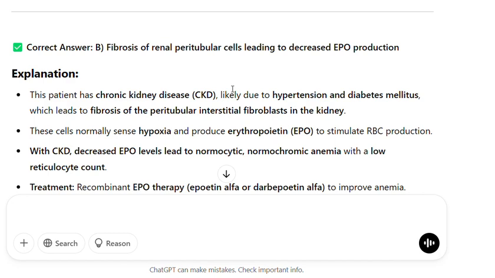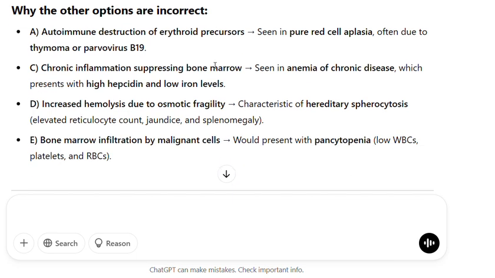A. Autoimmune destruction of erythroid precursors, seen in pure red cell aplasia, often due to thymoma or parvovirus B19. C. Chronic inflammation suppressing bone marrow, seen in anemia of chronic disease, which presents with high hepcidin and low iron levels. D. Increased hemolysis due to osmotic fragility, characteristic of hereditary spherocytosis, elevated reticulocyte count, jaundice, and splenomegaly.